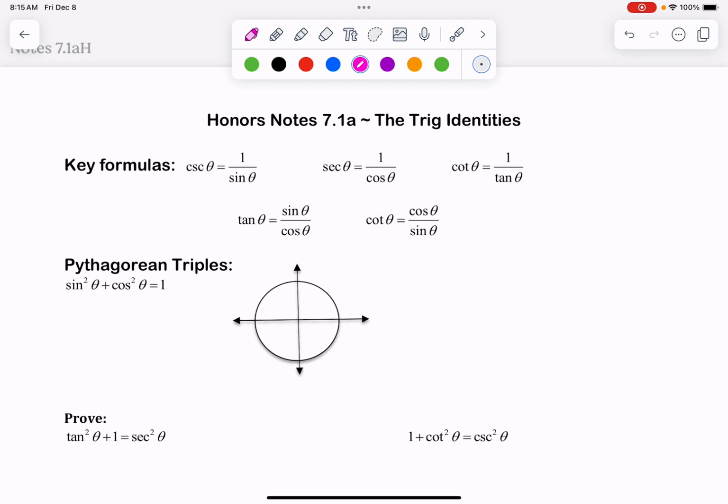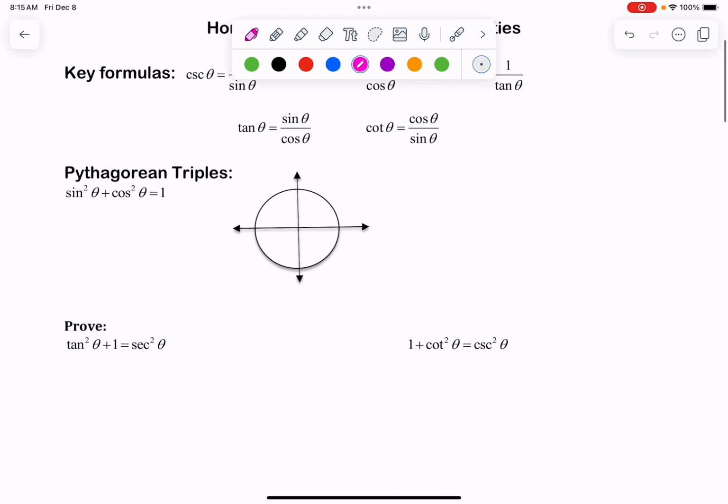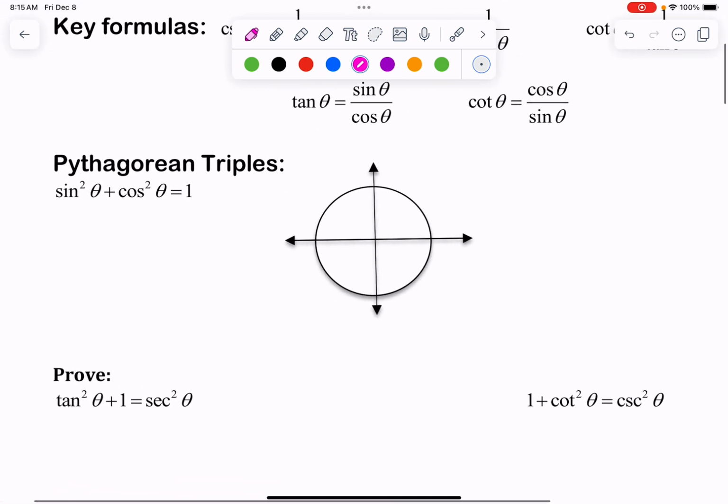We know the cosecant is 1 over the sine, secant is 1 over cosine, cotangent is 1 over the tangent, or cosine over sine, and tangent is sine over cosine. The first of our rules that we're going to use are the Pythagorean triples. Now we already know that sine squared plus cosine squared is equal to 1. And that comes from our unit circle.